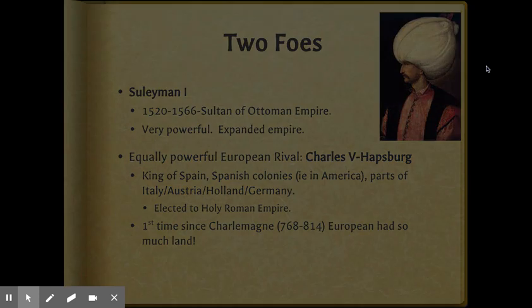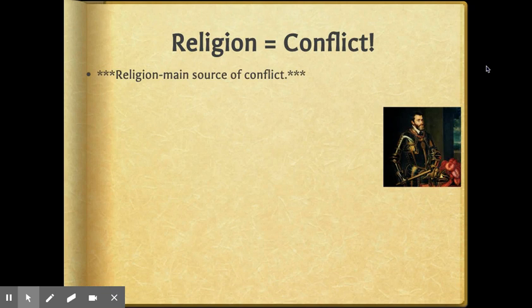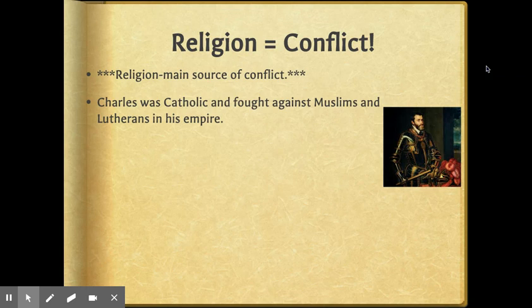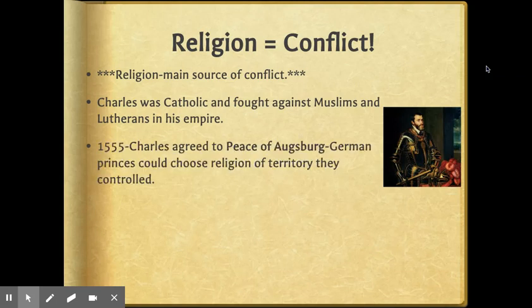So that's kind of impressive, but it's difficult because in all of those territories, there's a lot of different religions going on. And religion is going to be the main source of conflict for the foreseeable future. So just kind of accept that. In this case, Charles was Catholic, and he was going to continue to fight against the Muslims, such as we saw in the Spanish Inquisition. He is also going to fight against this rising wave of Lutheranism that Martin Luther is going to start with the Reformation.